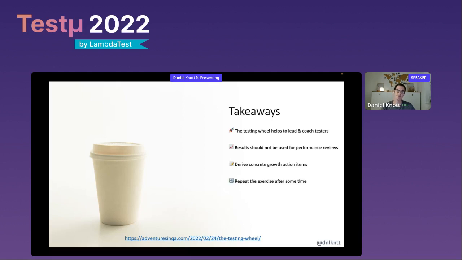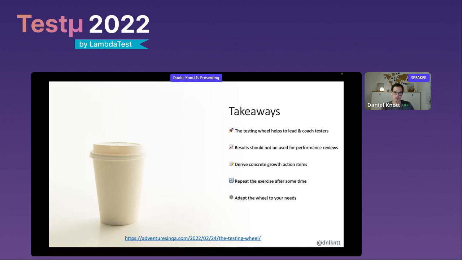Repeat the exercise after some time. Save the results somewhere, and then maybe in half a year or a year, you do the same thing again. Map it again, see if there's any progress, or the categories have changed, and so forth.